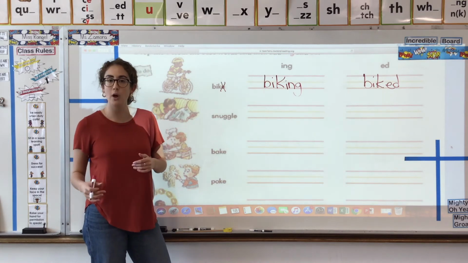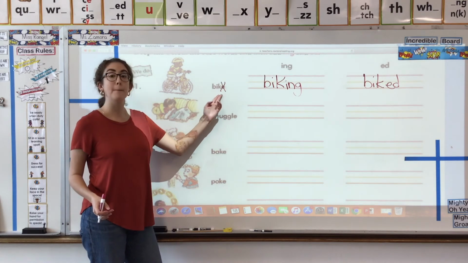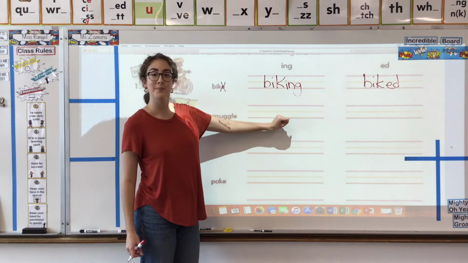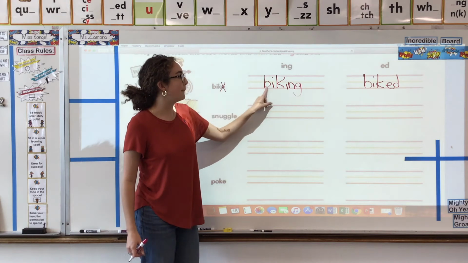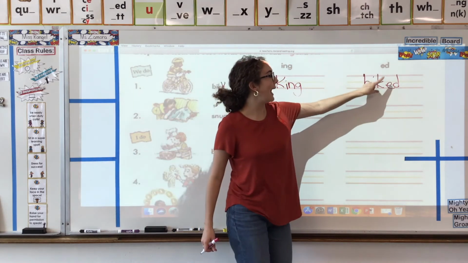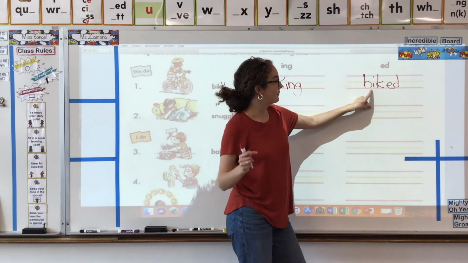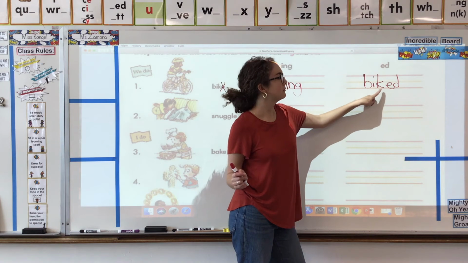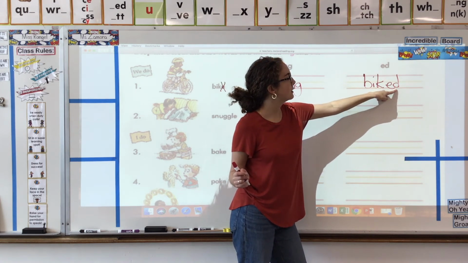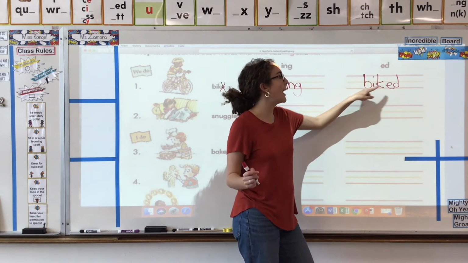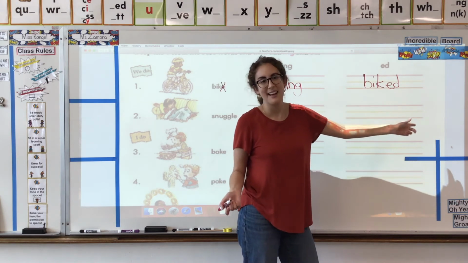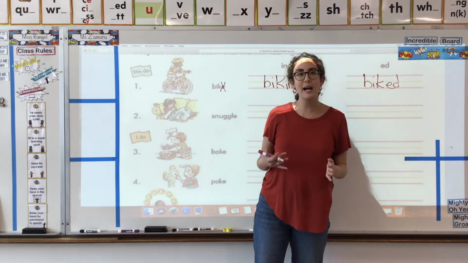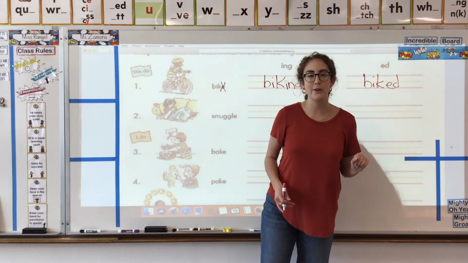So let's practice decoding these words. If we had bike, the present action is biking, biking. And then past, it's biked, biked. I biked last night. Good job. Remember, one of the strategies we can use is trying out all the sounds until we hear one that we know is correct.